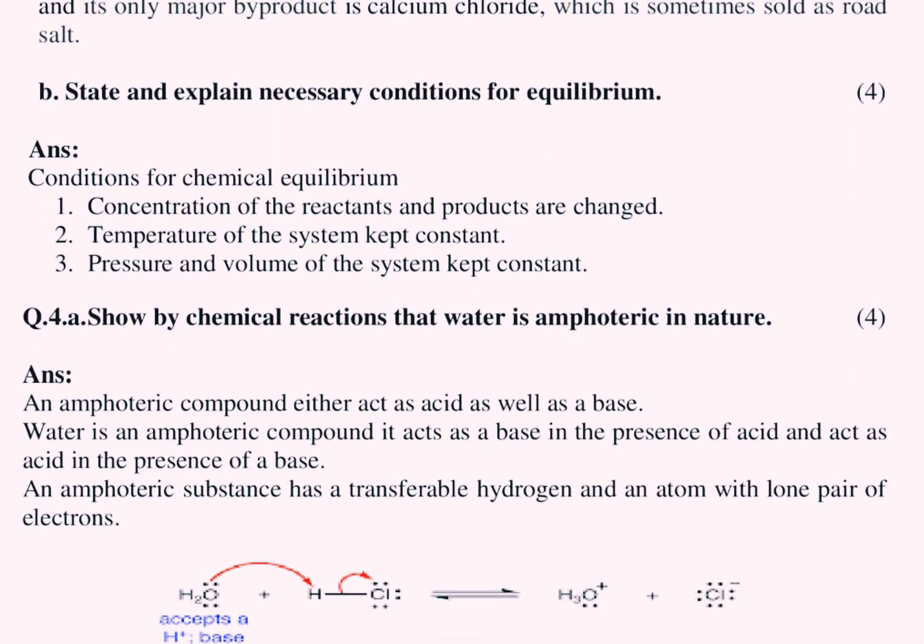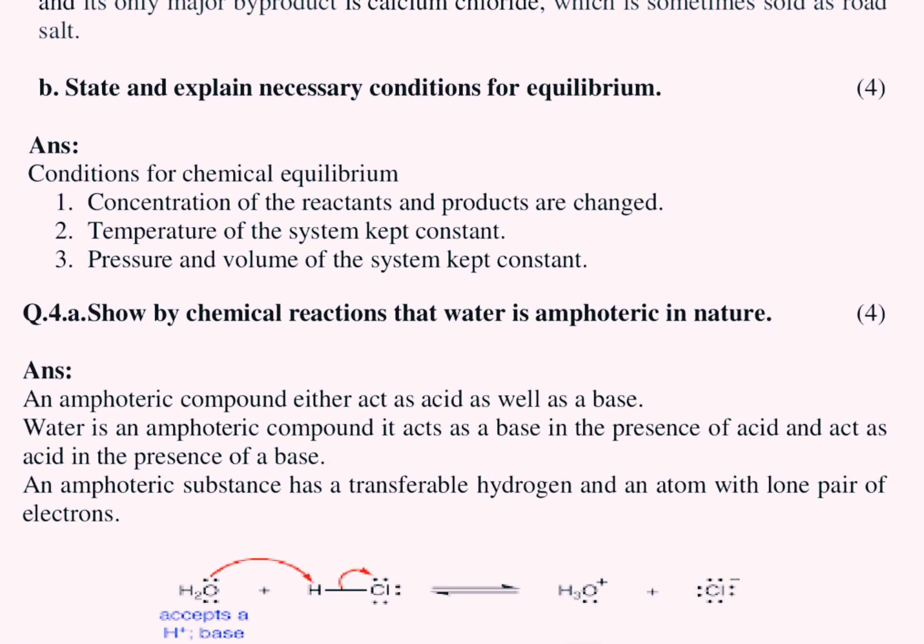Then the next question is: state and explain the necessary condition for equilibrium. It's a 4 mark question, you just need to mention the equilibrium conditions. The reactant concentration must be kept constant, the product concentration must be kept constant, reactants and products are interconverting but the ratio of conversions is the same, right? Temperature of the system must be constant, pressure and volume must not be changed. So these conditions you need to mention, because if any of the conditions is changed, your equilibrium will be disturbed.